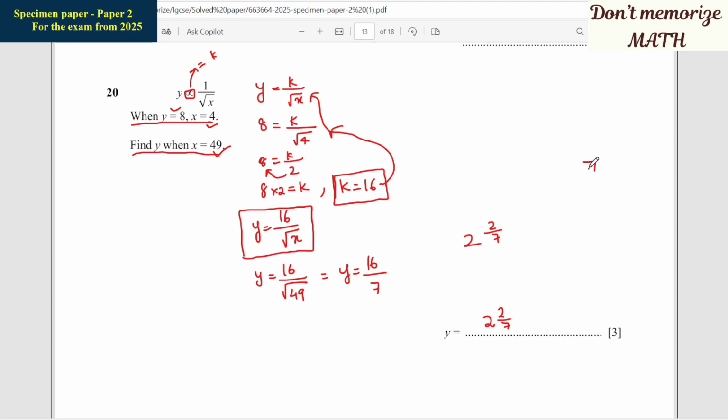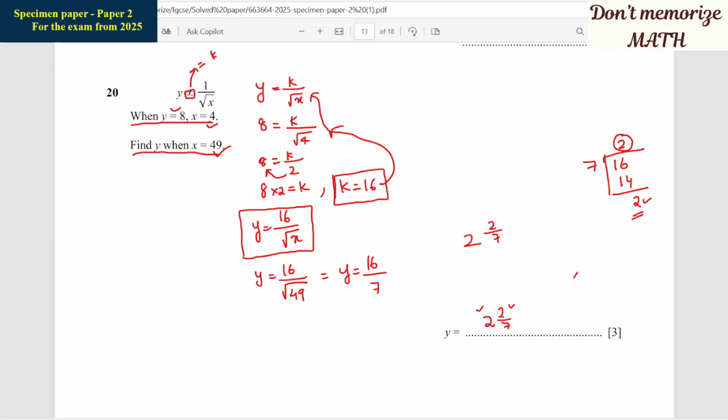Otherwise you can use the normal method. 16 divided by 7, you will get 2. 2 times 7 is 14, so the remainder is 2. First you have to write this 2 here, then the remainder here, then over 7. The denominator will be the same. Okay, so here it is 3 marks.